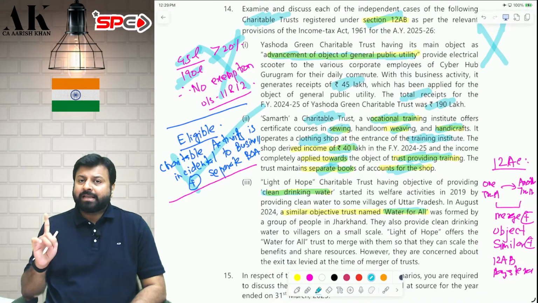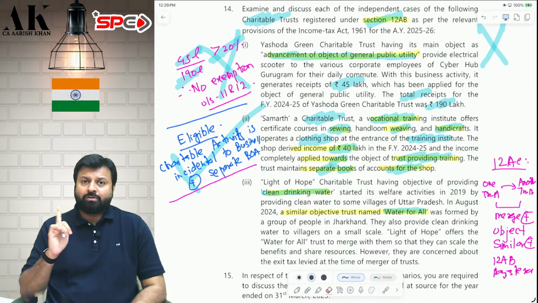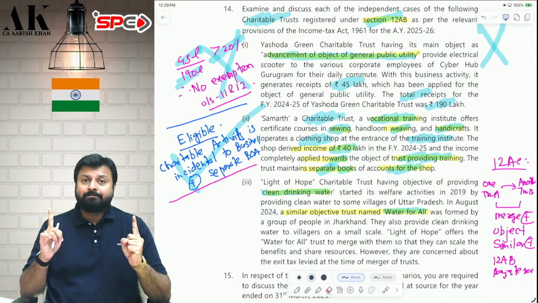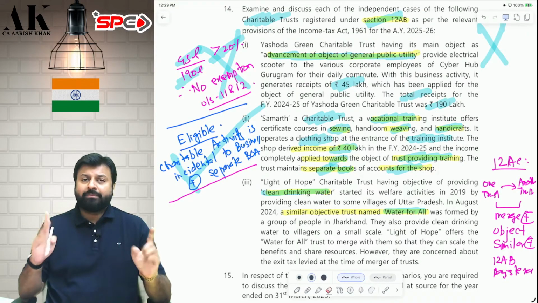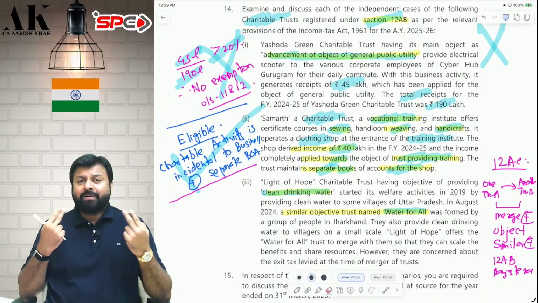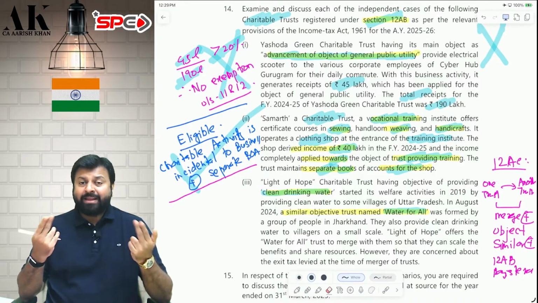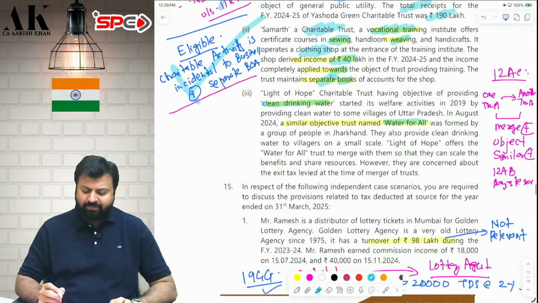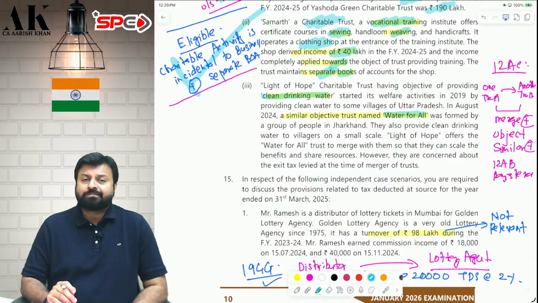A charitable trust can have a business activity which is incidental to the charitable activity, provided the money should be applied for charitable purpose and they should maintain separate books of accounts. So here, whatever money is coming from sale of cloth, they are applying for the purpose of what? Training institute, and they are maintaining separate books of account. Therefore, they are eligible for claiming exemption under section 11 and 12. I hope it is clear to all of you.